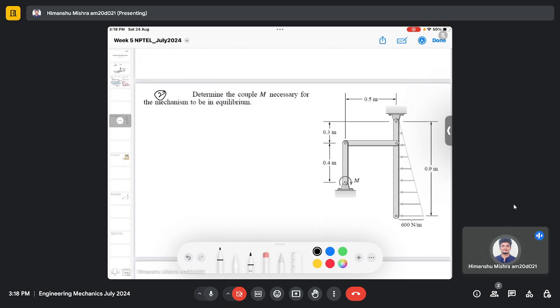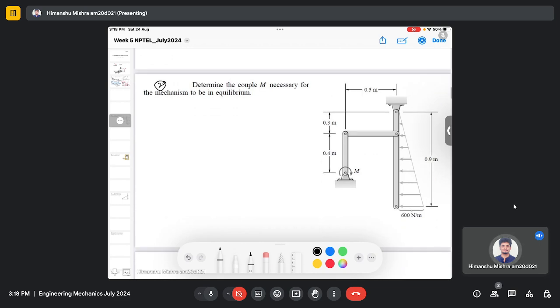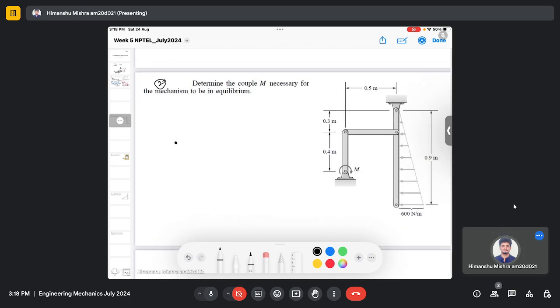So here we need to determine the couple M which is necessary for the mechanism to be in equilibrium. So the system is in equilibrium, and at the right hand side of the bar there is a distributed load which is acting. And in the previous class we actually showed how to convert a distributed load to a point load, and how to define the location of that point load from any of the joints. So let's first make a rough sketch of this problem.